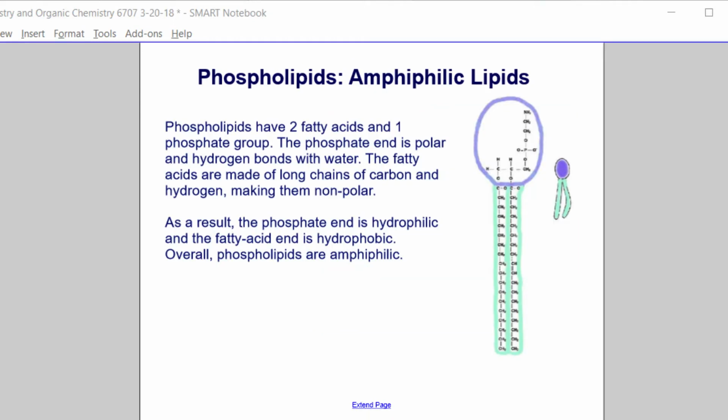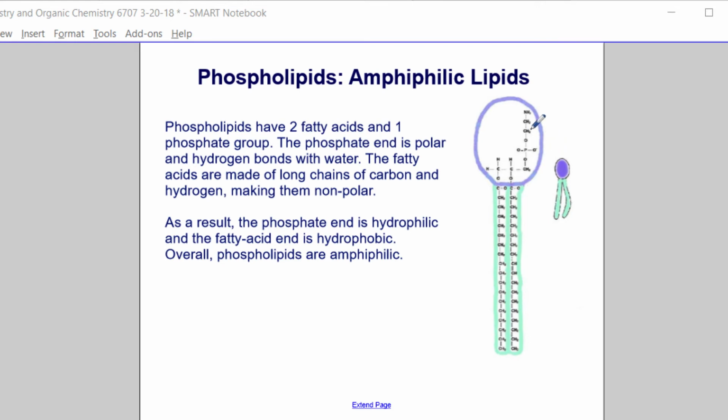Another type of lipid is a phospholipid. Phospholipids, like the phospholipid bilayer in a cell membrane, is an amphiphilic lipid. Phospholipids have 2 fatty acids, which you see in this greenish color, and 1 phosphate group. You can see part of the phosphate group here in that purple color.